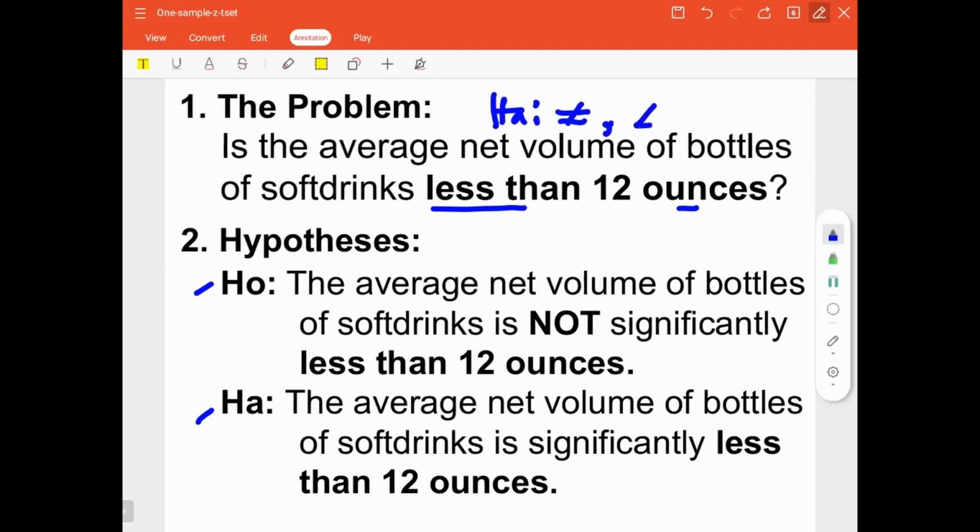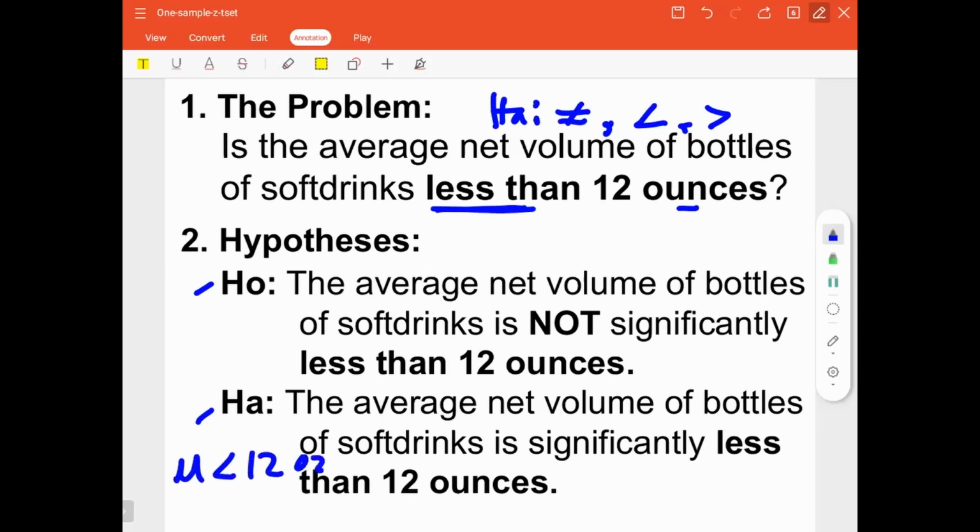We can use less than or greater than only, no other symbols. Okay, so clearly, since we are to determine whether this is true, being less than, that will be our HA. So HA will then be stated as the average net volume of bottles of soft drinks is significantly less than 12 ounces. So in symbols, we'll have it written as the population mean is less than 12.